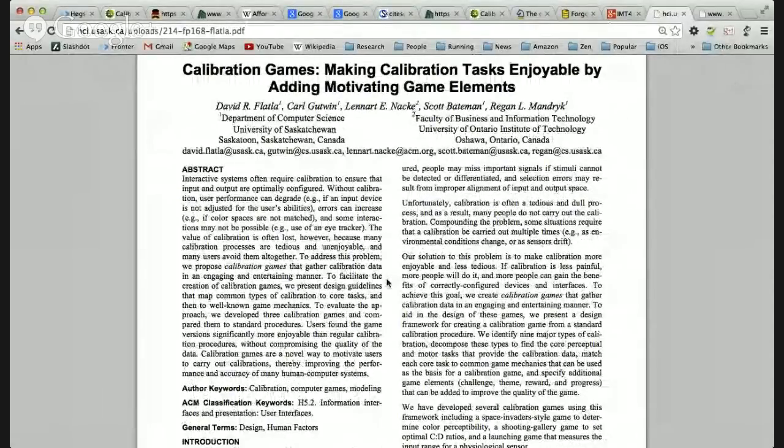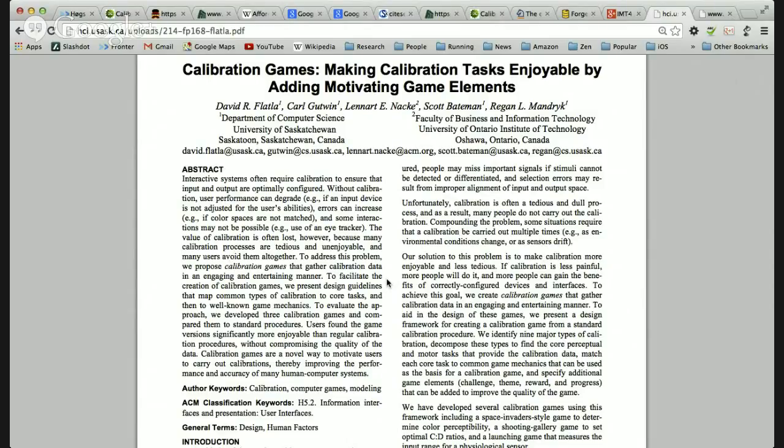So the paper is called Calibration Games, Making Calibration Tasks Enjoyable by Adding Award-Winning Game Elements. And it's about calibration and how it's important for a lot of kinds of interactions with computers to get accurate results and to improve user experience. But it's often skipped because the calibration in itself is very, very tedious.